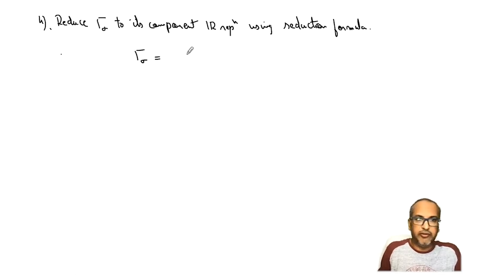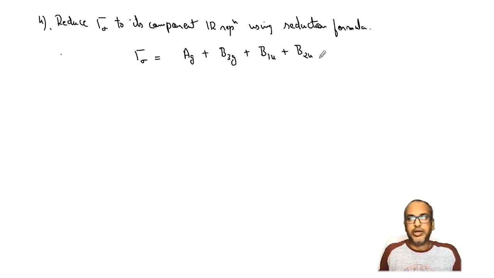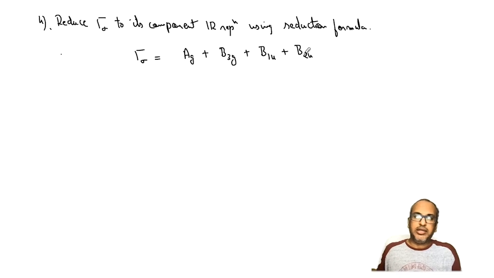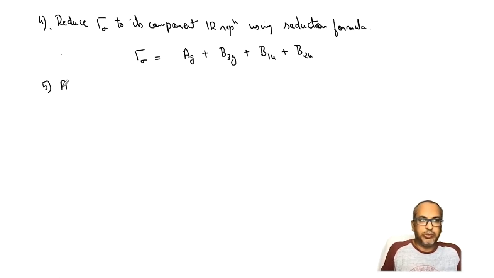So if I do that, I will get Ag plus B3g plus B1u plus B2u. So I have got 4 representations. There were 4 basis functions, so you will get 4 1D representations. And so the linear combination of these will be tau sigma, of which the 4 sigmas are forming the basis. So now the 5th step is to apply the projection operator.